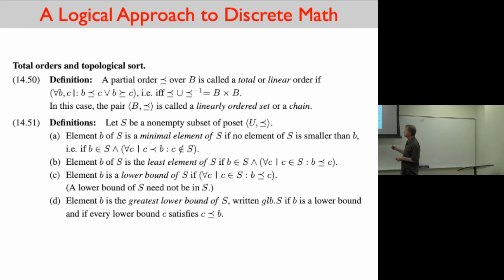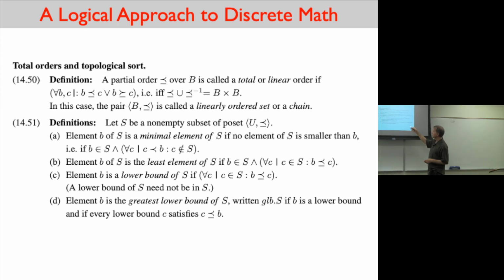Okay. For B in S, for all C. All right. Now, how does that differ from the least? The difference between minimal and least is that for it to be least, it has to be related to every other element. In order for it to be least, it has to be related to all the other ones. Are you with me?